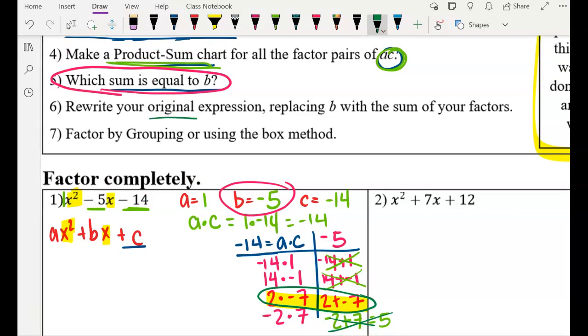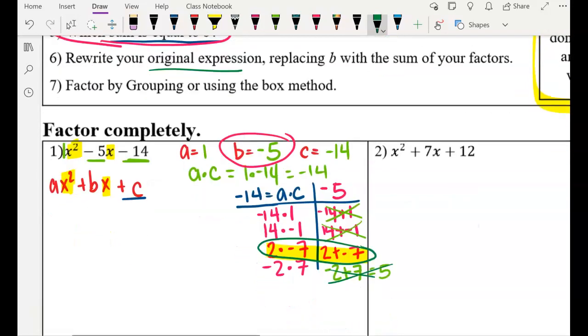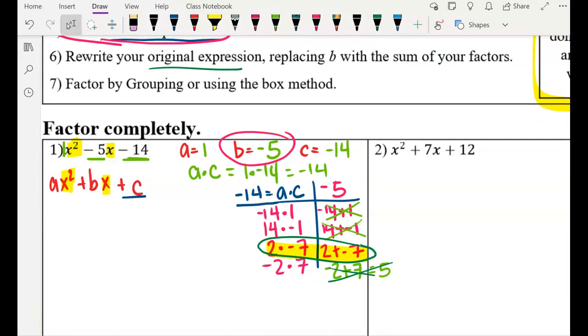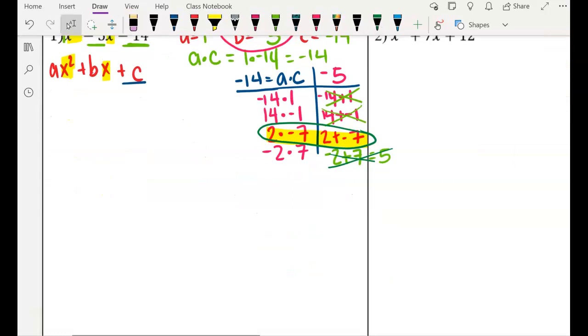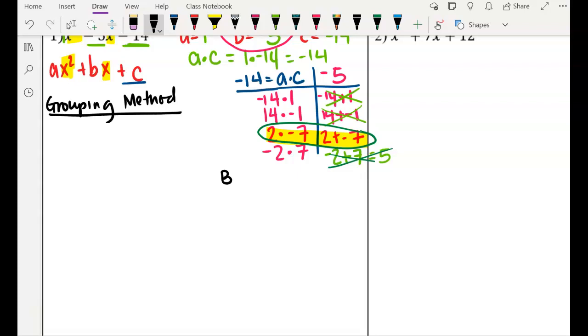All right, let's read on, okay? Rewrite your original expression. Now that you've made your chart, we're going to factor by grouping or using the box method. First I'm going to show you the factor by grouping method. You listen to both, and then you write down the method that is easier for you. Over here, I'm going to do the box method. Whichever method you are going to use, just use it all the time.